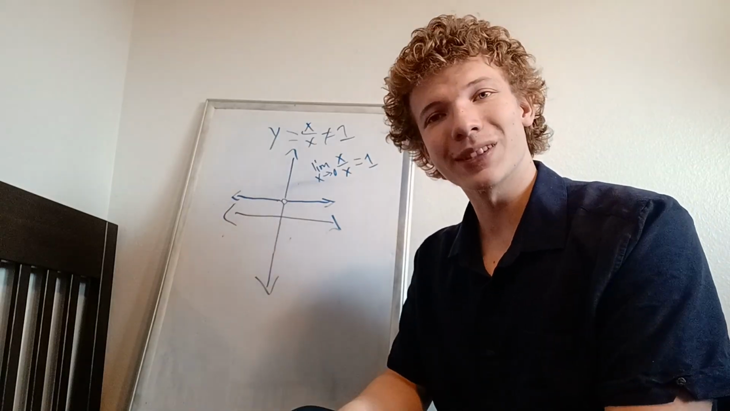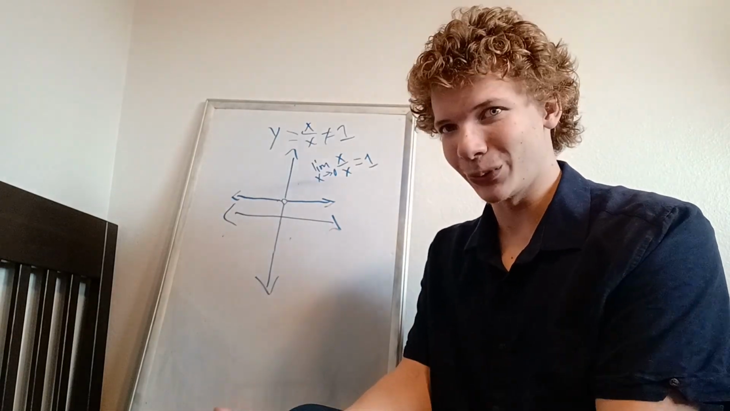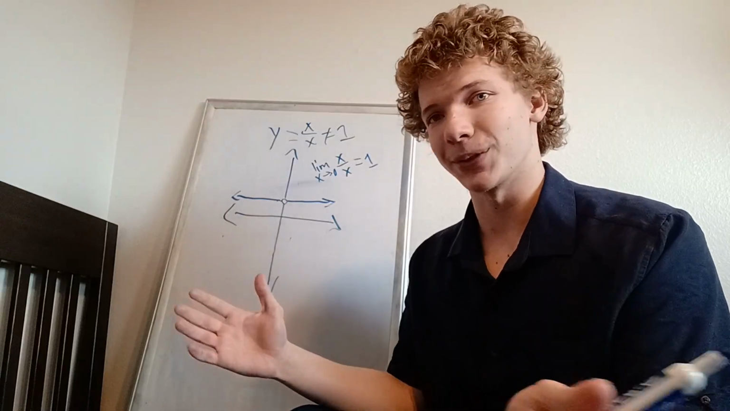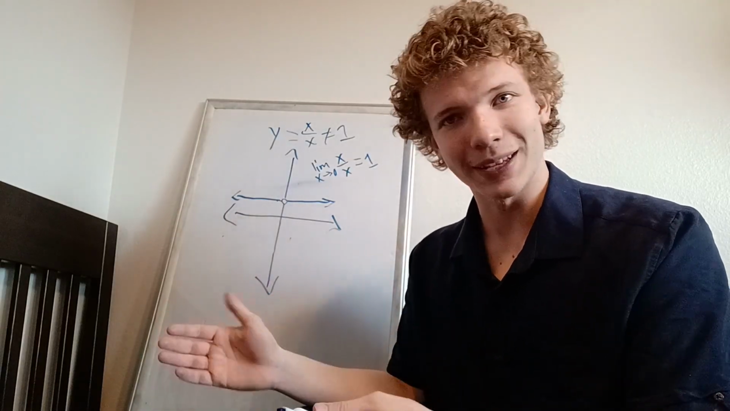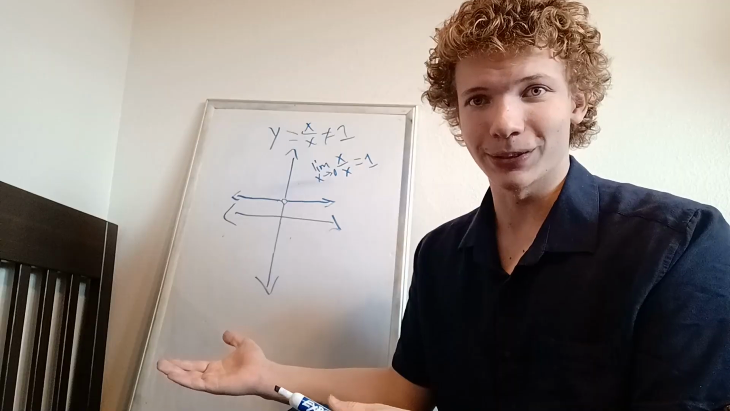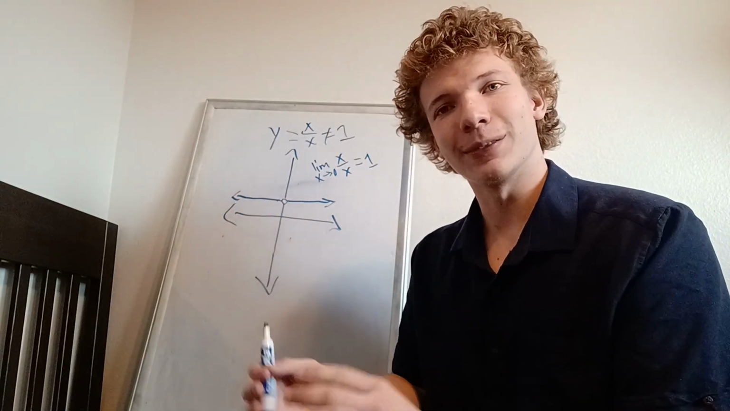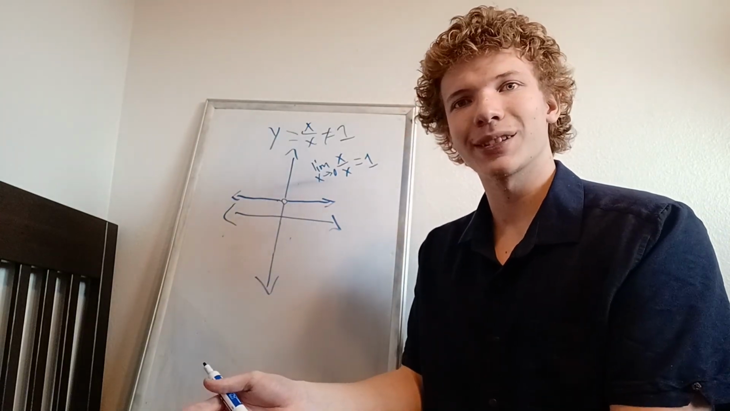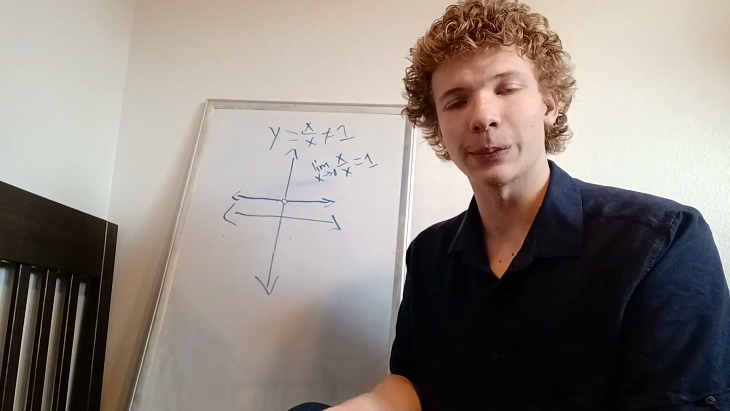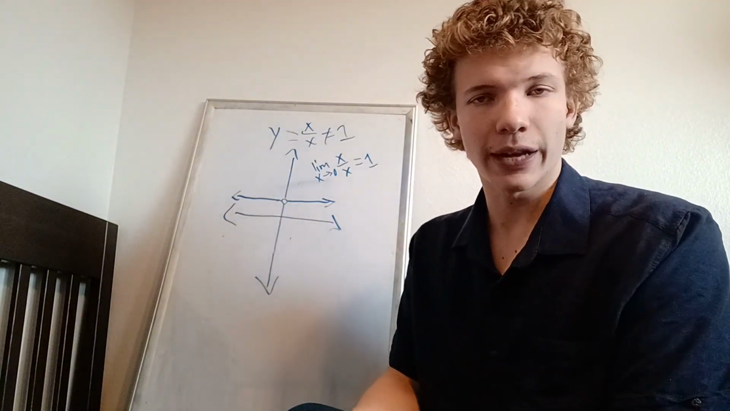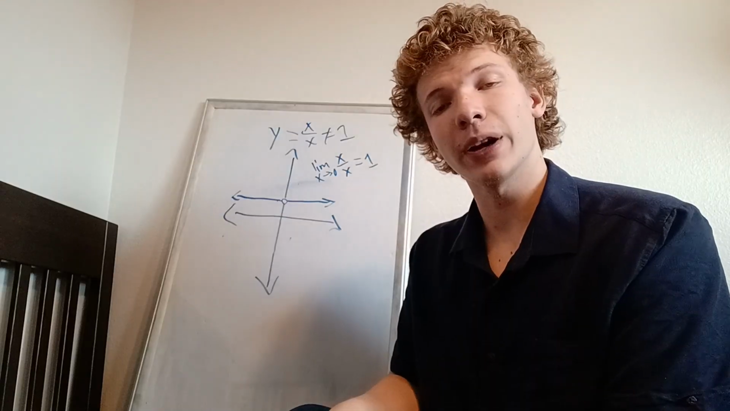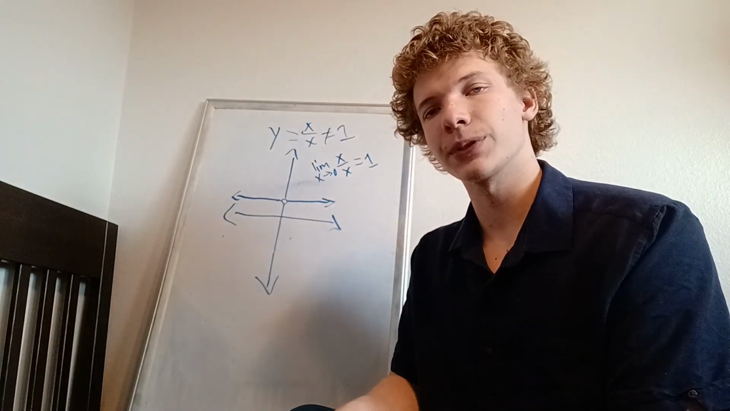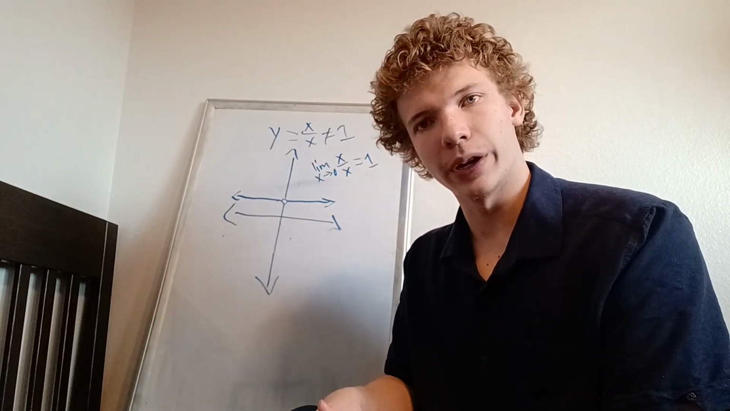0.000000001 over the same number is in fact still 1, and negative 0.0000001 over that same number is also still 1. So the closer you get to 0, it doesn't actually change the final result. It's always going to be 1. And so even though at x equals 0 it's undefined, the limit as it gets closer and closer to 0 is still going to be 1.